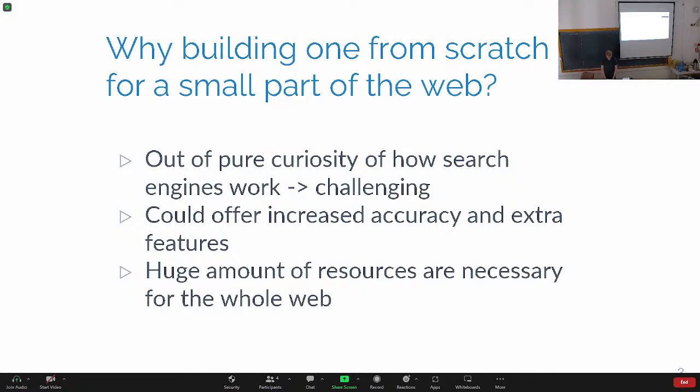In a real-world scenario, a small search engine built for a specific domain or niche part of the web could offer increased accuracy and the ability to implement extra features. So how do search engines work? And what do they consist of? All of them perform three basic tasks: crawling, indexing, and ranking.